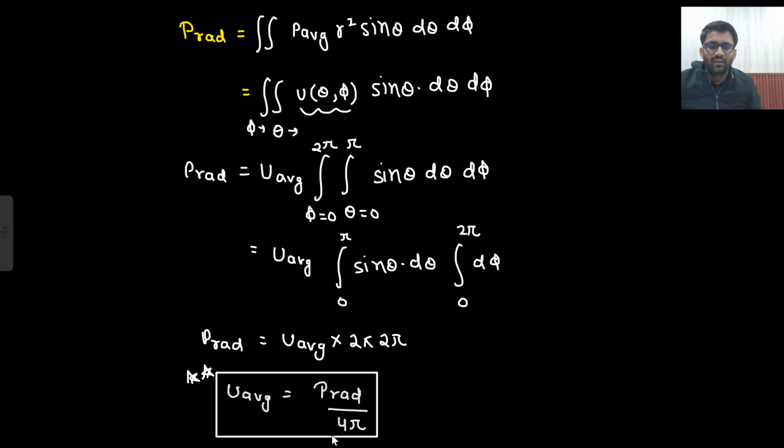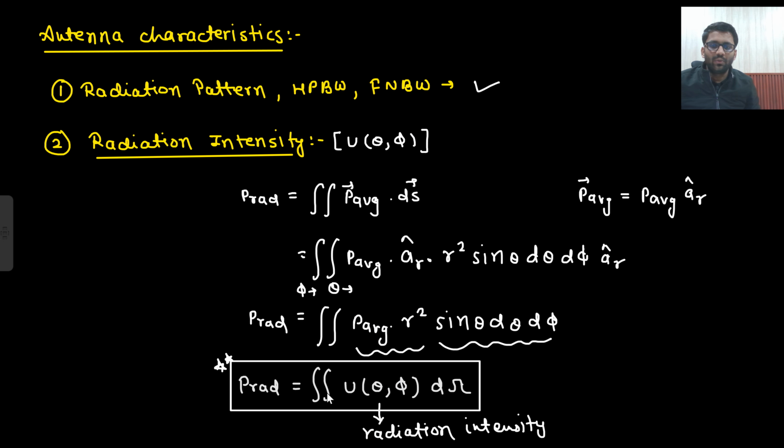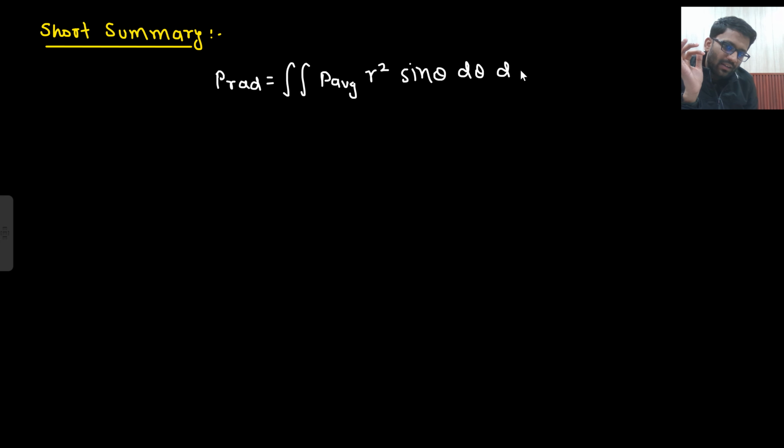So you have got the U average formula, you have got the U theta comma phi formula. So let's write down a quick summary of whatever we have studied, because in this particular chapter there are a lot of formulas. Students usually get confused about how many formulas they need to remember. But we will always go with the first thing: if nothing clicks to us, then I will start with P radiated. What is that? That is equal to the integral of U into R square sin theta d theta d phi.